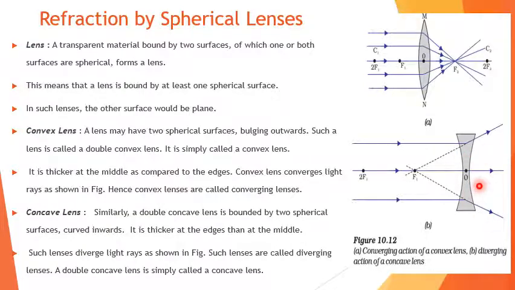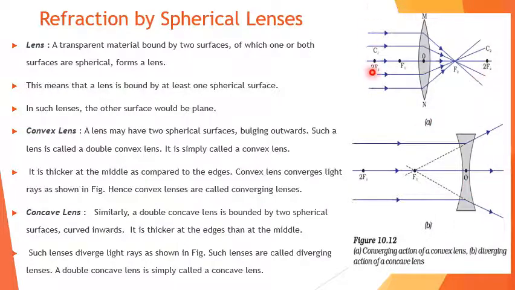This we have studied in mirrors also. Such lenses diverge light rays as shown in the figure. Such lenses are called diverging lenses. A double concave lens is simply a concave lens. So we simply call it a concave lens.